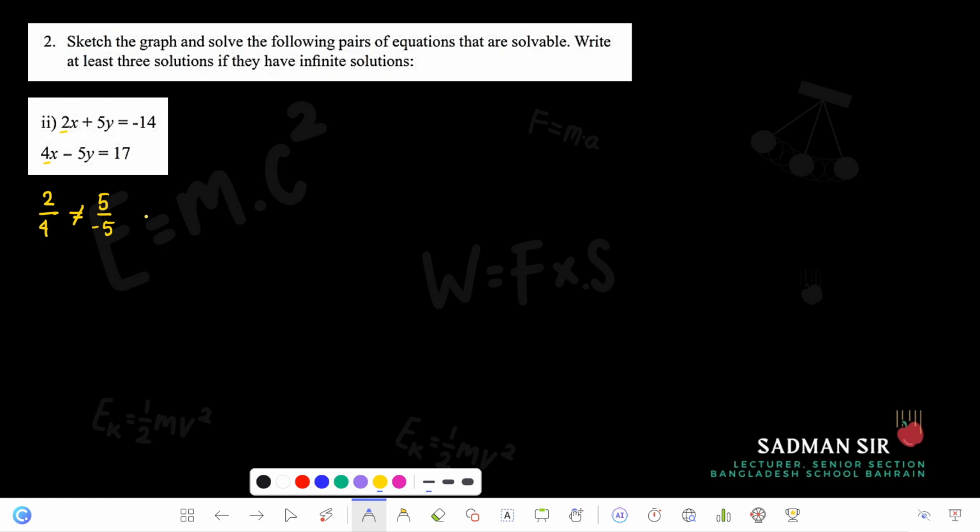So definitely 1 by 2 is not equal to minus 1, as this is the case, if you remember, of a1 by a2 not equal to b1 by b2. That is the case. So for that we know that there will be one common solution.